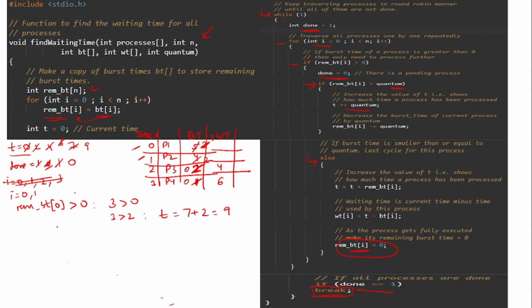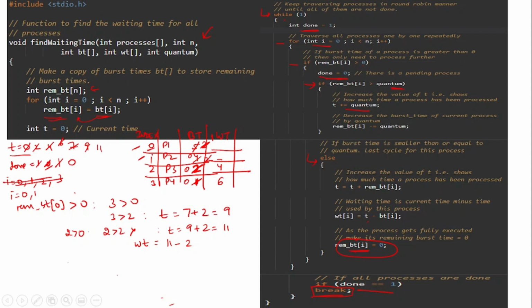Again, when the value of I is 1, I see the next process, that is 2. Whether 2 is greater than 0, yes. Whether 2 is greater than 2, no. So it will move into the else part. What it will do is add the value of t with the remaining burst time, which was 2. So now t is 11, and the waiting time of this process would be the value of t minus its burst time. So minus its burst time, which is 2. The waiting time of this process would be stored in this particular place now, and the remaining burst time would be 0, and the same thing would be done again for the 0th process.